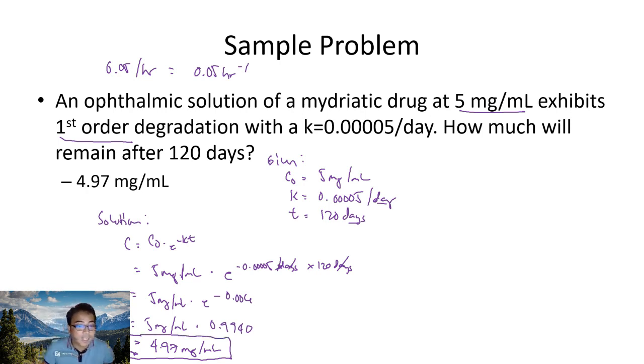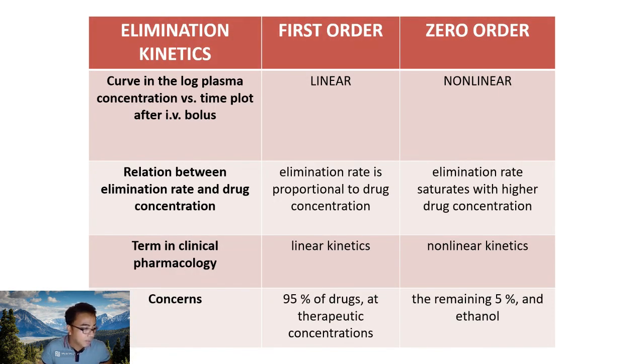So initially it starts as 5 milligram per ml. After 120 days, class, the concentration that remains would be 4.97 milligram per ml. Does that make sense, class? If you look at this, it's not so steep, right? It seems the elimination of the drug is very slow. Only 0.0005 parts of that drug is eliminated every day. So are we clear, class? Are we good? All right. So class, this is just a summary. As we said, first order is a linear process, and so on and so forth.